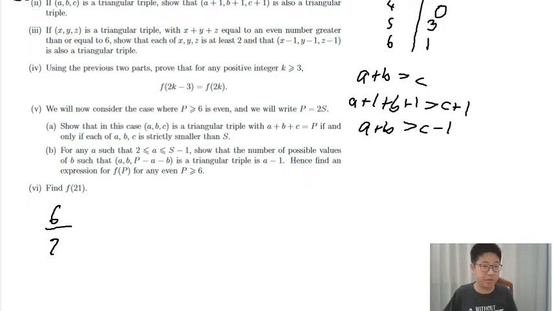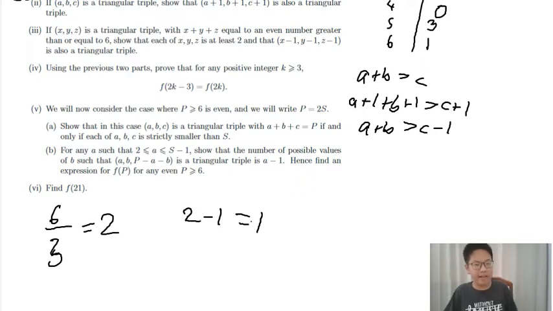So 6 over 3, since there are 3 sides, equals 2. There, solved. And x minus 1, y minus 1, z minus 1 is also a triangular triple. So 2 minus 1 equals 1. This means we are subtracting 1 from all the sides. Since each of the sides is greater than or equal to 2, all the sides in the reduced triangular triple will be greater than or equal to 1. So we are safe from degenerate flat triangles.